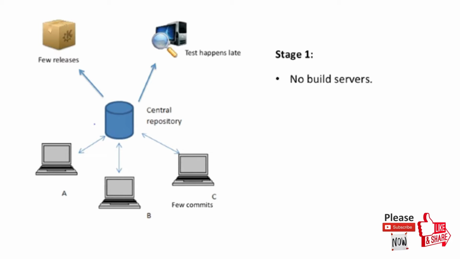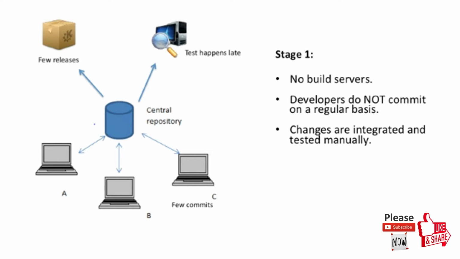Stage 1. There are no build servers at all for the team. The application is built manually on a developer's machine. The source code is stored in a central repository, but it is not enforced that developers need to commit their changes on a regular basis. What happens is that before release, a developer or a release manager would manually integrate the changes. During this stage, the code changes made by all developers were brought together and forged into a product.